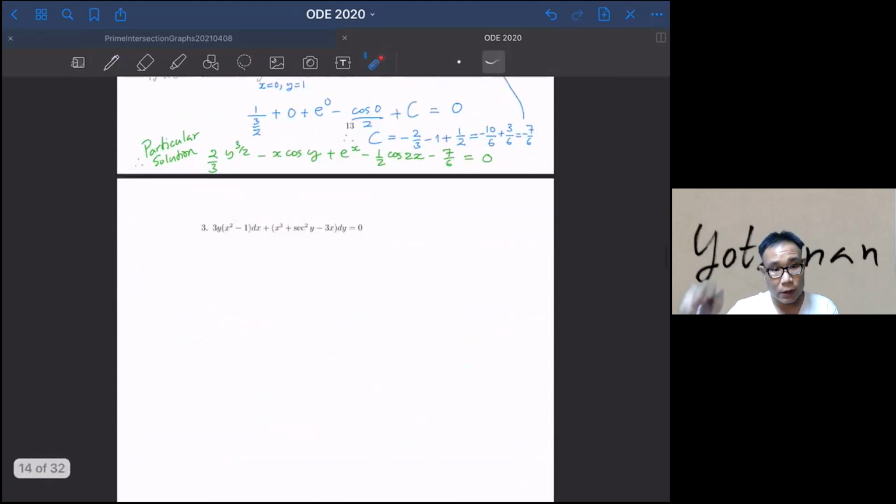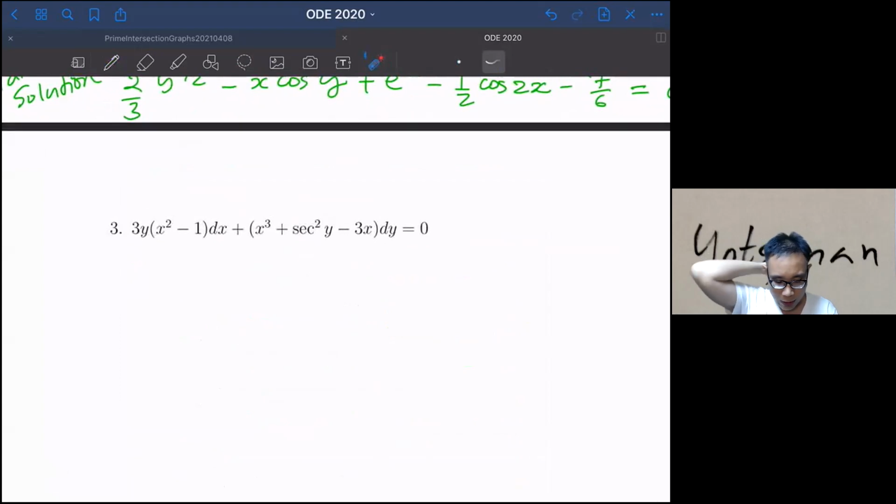For the last one, you have y, 3y, x squared minus 1 and dx, so you know automatically that this guy will be your M and this guy will be your N. So you have your M, you have your N. So you would just check the MDY.